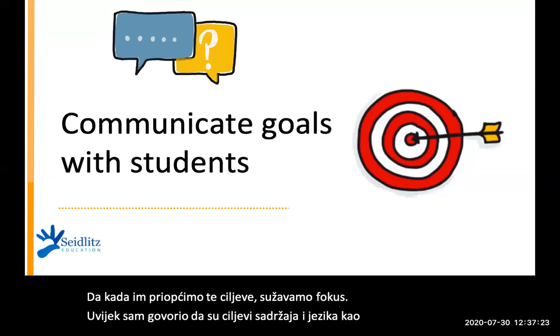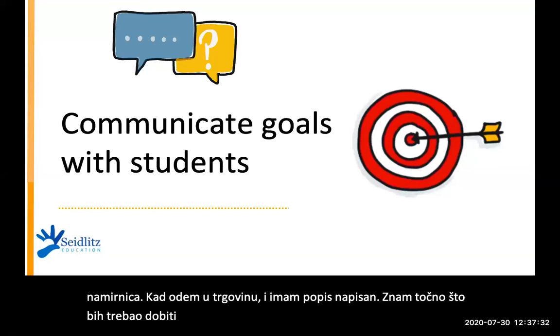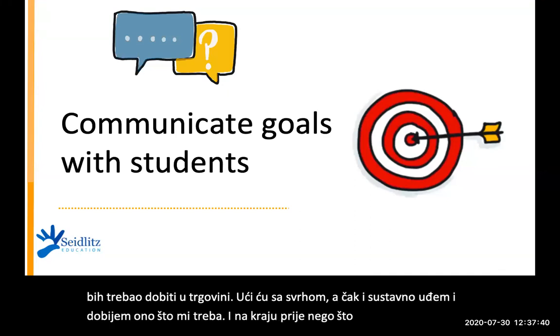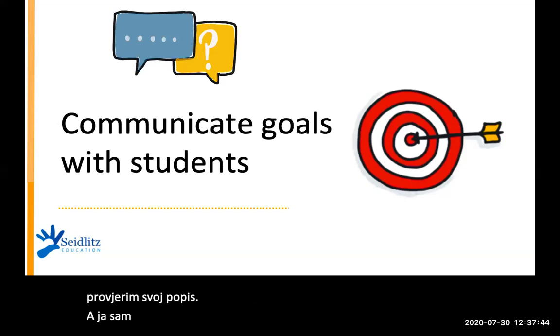When I go to the grocery store and I have a list written out, I know exactly what I should get at the grocery store. I go in with a purpose, and I even go in systematically and get what I need. And at the end, before I get to the register, I check my list. And I'm very metacognitive about what I do if I didn't get what I needed.